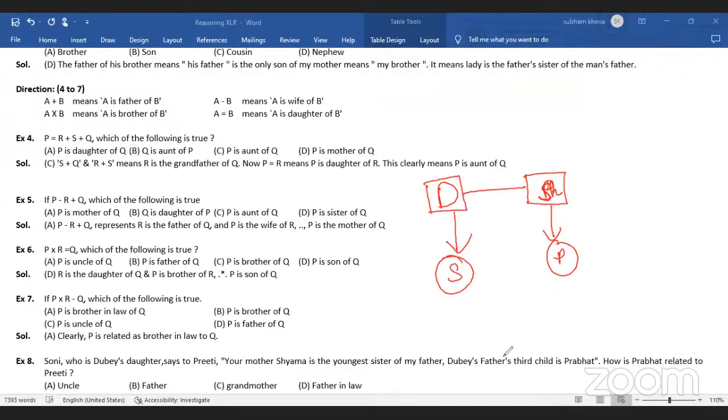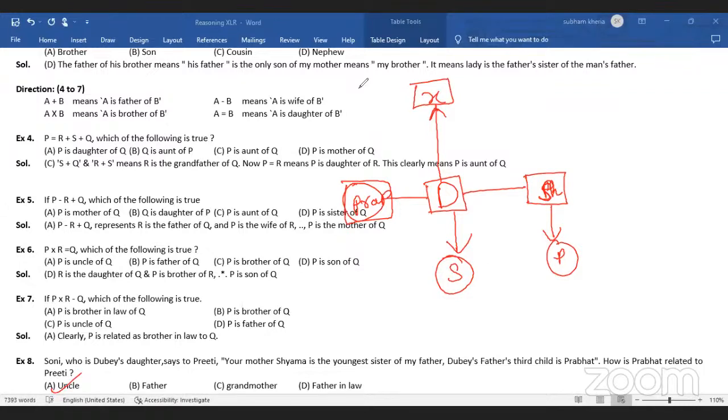Then Dubey's father's third child. Dubey's father, मतलब here. I don't know, so what I'll do is I'll write his name as X. Dubey's father's third child. मतलब they will be siblings of Dubey and Shyama. So they will be somewhere here. What's his name? Prabhat. So make Prabhat as this. How is Prabhat related to Preeti? So basically Prabhat is maternal uncle, Mama Ji of Preeti. But here maternal is not given. So our answer will be uncle. Understood by all? Anyone has any doubt?